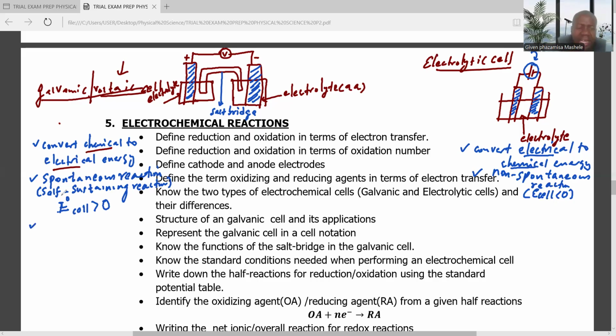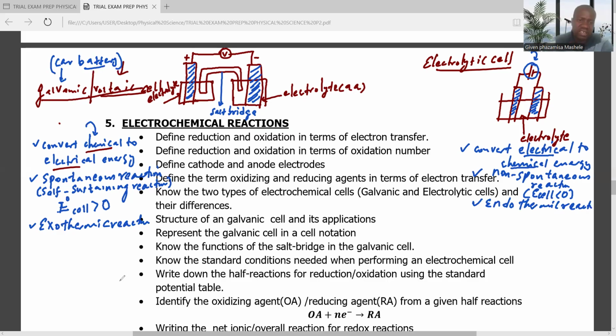And in a galvanic cell, ladies and gentlemen, an exothermic reaction takes place, whereas on this side, an endothermic reaction occurs. An example of a galvanic cell, ladies and gentlemen, is a car battery. Remember, on a car, the battery does not need any electricity. It produces electricity on its own by using chemicals. So that's why we say it's a spontaneous reaction.